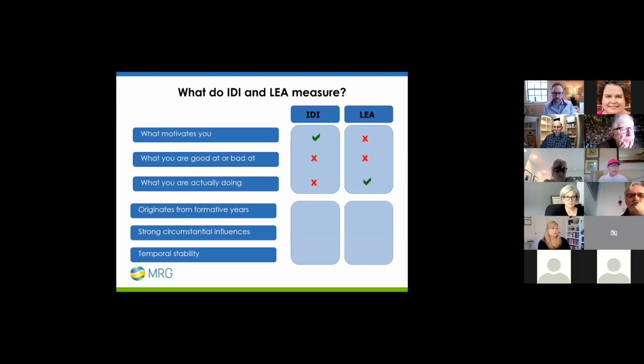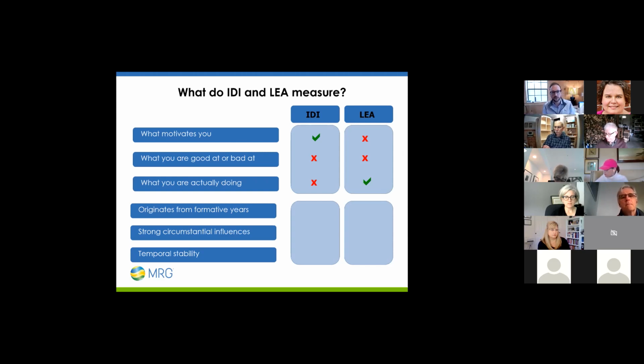First things first. What motivates you? Well, that's IDI, it's not LEA. So IDI, remember, is where a person derives a personal sense of energy from, what's driving them forward, where their motivational set is coming from. The LEA does not talk about motivation. The LEA is much more about behavior.